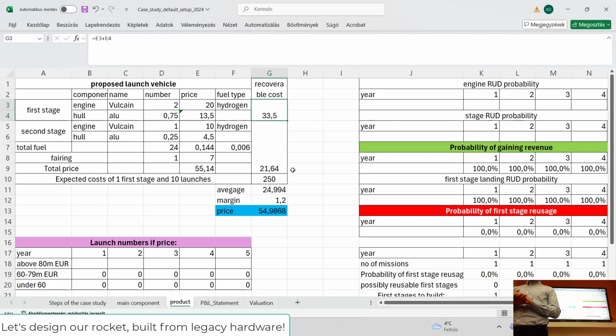So after that, the algorithm will calculate that, okay, we have to manufacture this. So E9, yeah. So at the first time we have to manufacture both stages and so on.